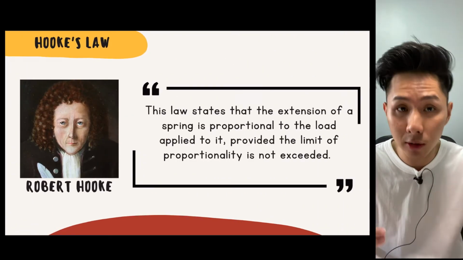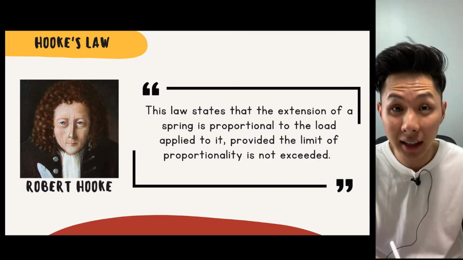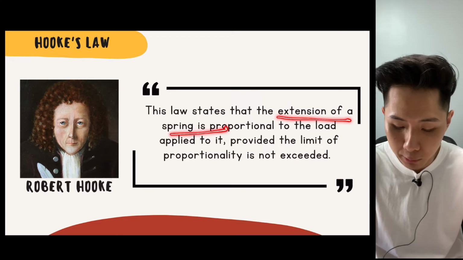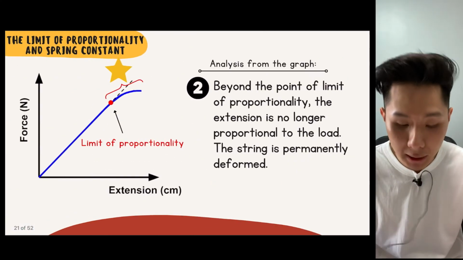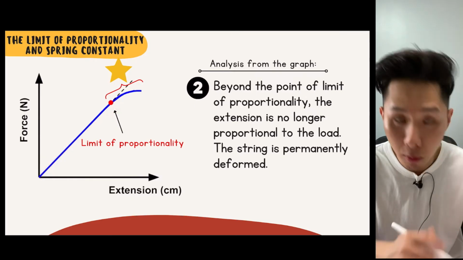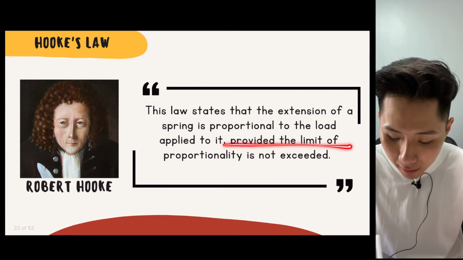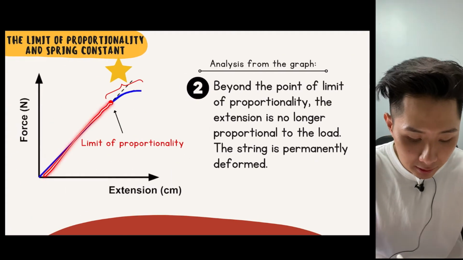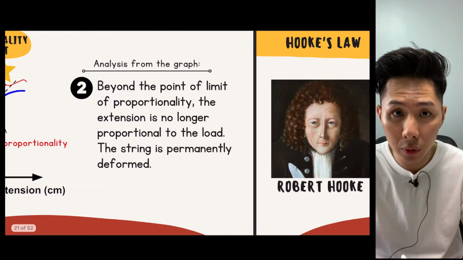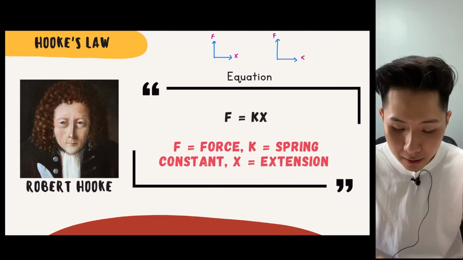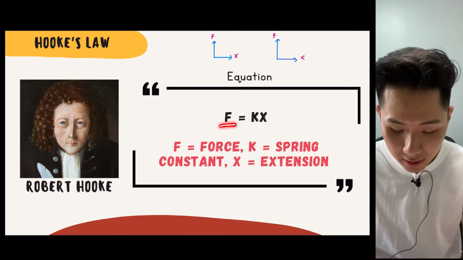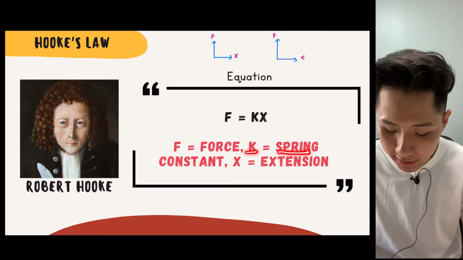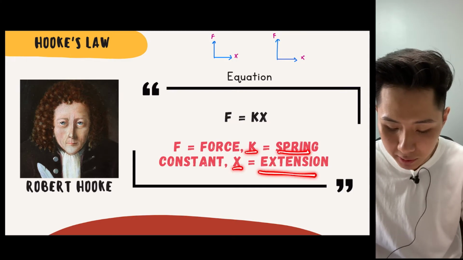And this was discovered by Robert Hooke, and he discovered this law called Hooke's law. The law states that the extension of a spring is proportional to the load, meaning the more load we add, the more extension we're going to get, provided the limit of proportionality is not exceeded, meaning up until this point. This will show you Hooke's law. And for Hooke's law, we have an equation here, which is force equals K times X, where K is the spring constant and X is the extension.